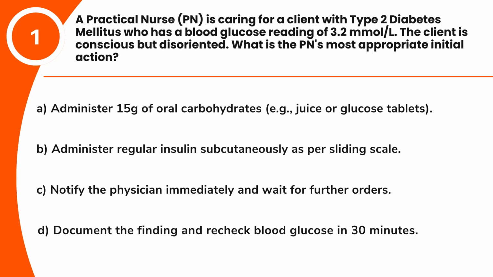A. Administer 15 g of oral carbohydrates, e.g., juice or glucose tablets. B. Administer regular insulin subcutaneously as per sliding scale. C. Notify the physician immediately and wait for further orders. D. Document the finding and recheck blood glucose in 30 minutes.